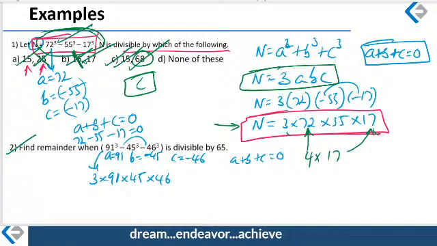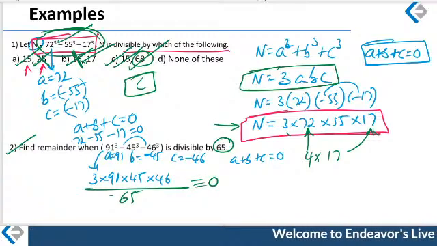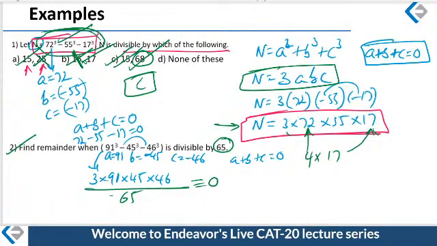Now, what is the author asking? Author is saying that when you divide this by 65, tell me the remainder. Remainder is 0. Now, what is 65? 65 is 13 into 5. What is 65 here?